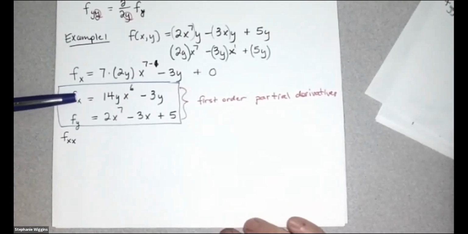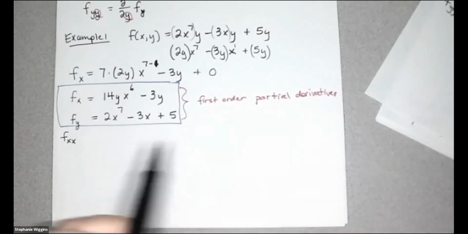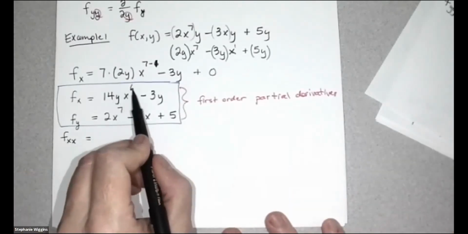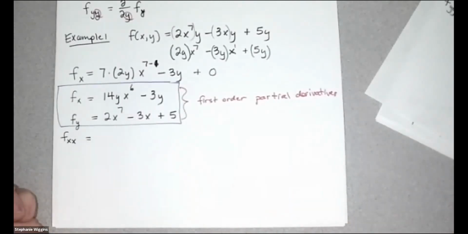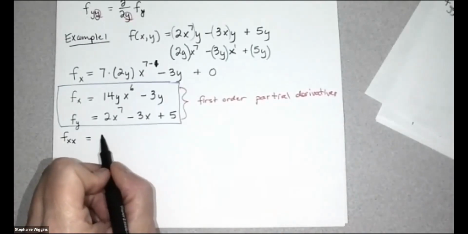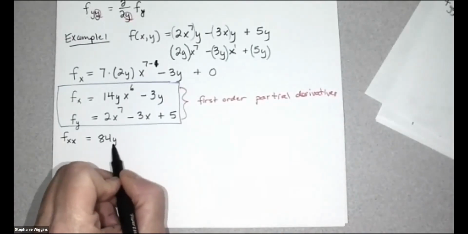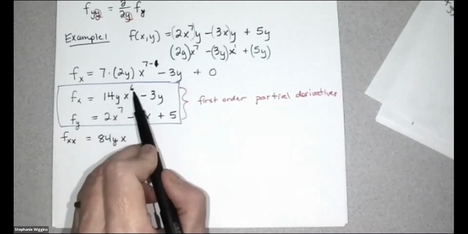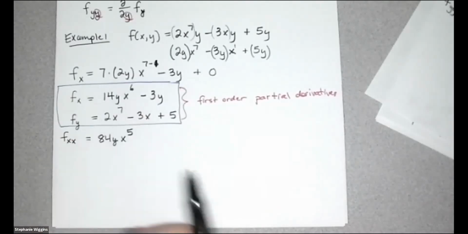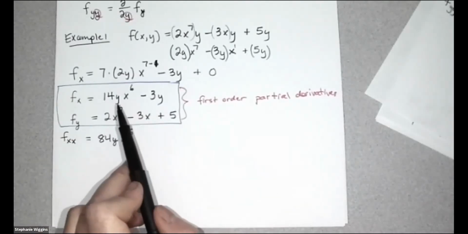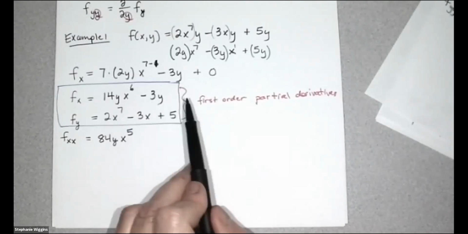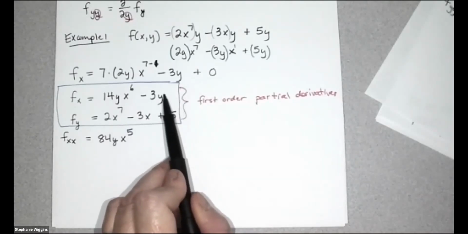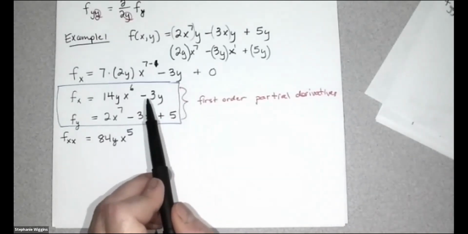I'm taking this one, differentiating with respect to x. So y is going to be treated as a constant. So this becomes 6 times 14y. 6 times 14y is 84y. But then I subtract 1 from the 6, that's going to be 5. I'm differentiating with respect to x, so y is constant. So when I take the derivative of this, it's going to be 0.